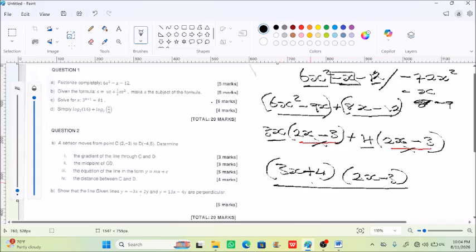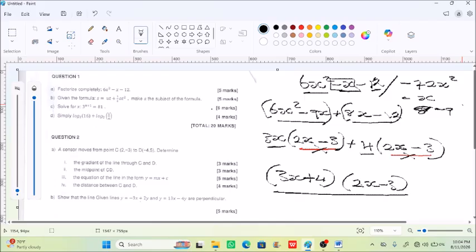Okay, so let's proceed to question B. We are given the formula S equals UT plus 1 over 2 AT squared; make A the subject of the formula. This is the formula under time, speed, and distance, which you find when dealing with physics. They are asking us to make A the subject, and A represents the acceleration. S is the distance, UT is the initial velocity multiplied by the time, plus 1 over 2 AT squared.